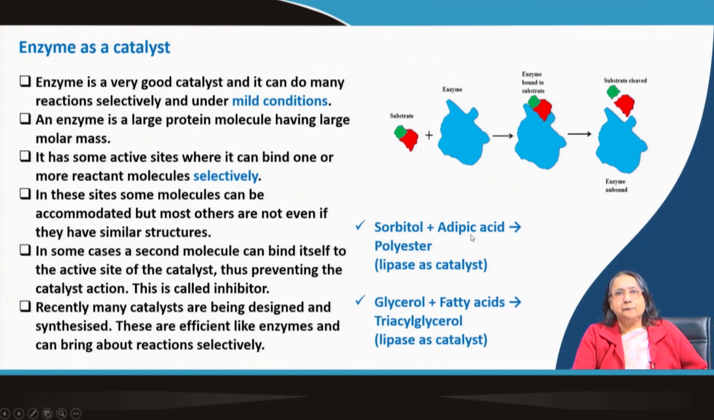Adipic acid and sorbitol can react to form a polyester, and lipase, which is an enzyme, can act as a catalyst in that particular reaction. Polyester is very important in textiles and many other purposes. So lipase is the catalyst for that reaction. Another example, glycerol plus fatty acid gives triacyl glycerol, and here also lipase is the catalyst.